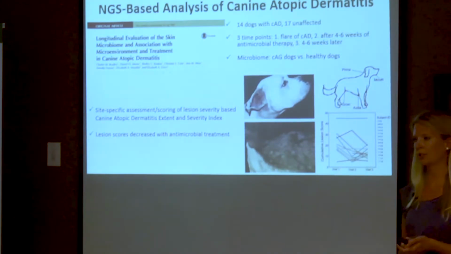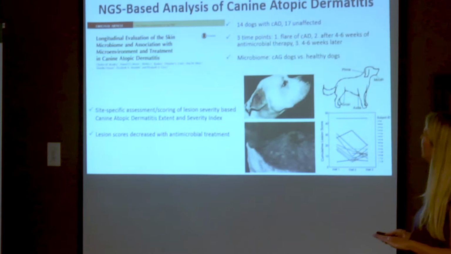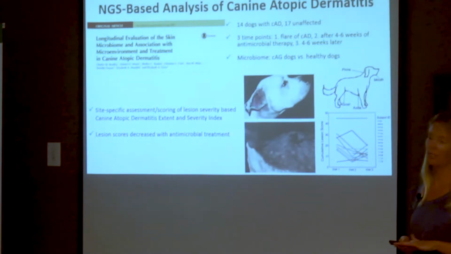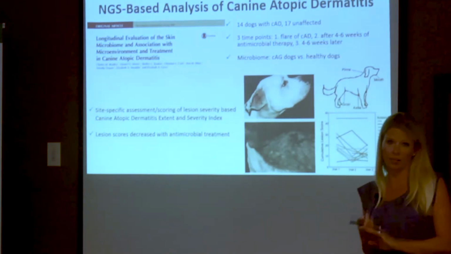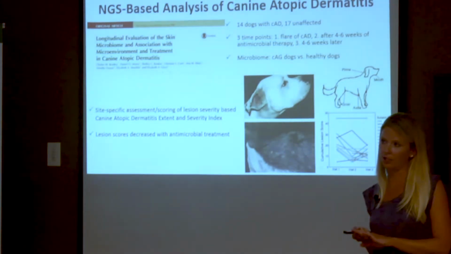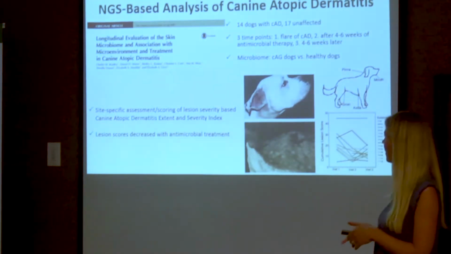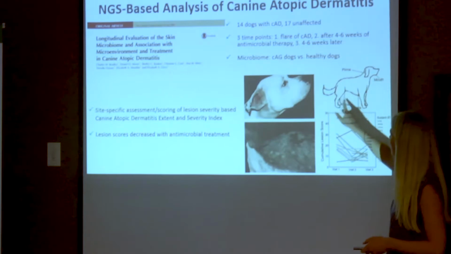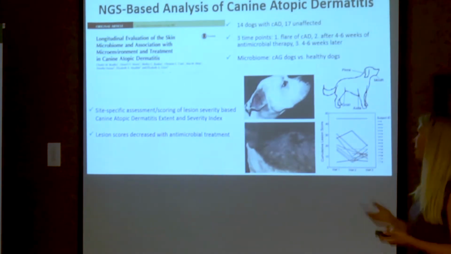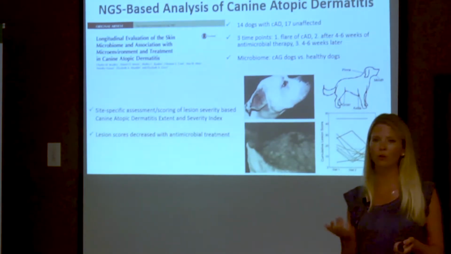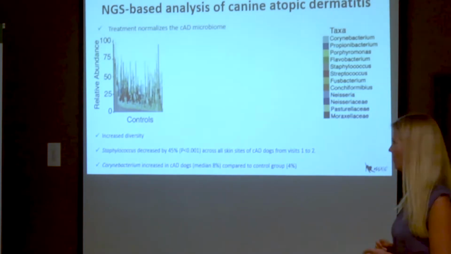The other example is on atopic dermatitis. They were looking at 14 dogs that had atopic dermatitis and 17 healthy dogs, and they were looking at them right when they're at their sickest, right after antibiotic treatment, like the last day of antibiotic treatment, and then 4 to 6 weeks later. They sampled several areas in the dogs, and they were then monitoring how much the dogs were improving. And they were on antibiotic treatment, so overall the dogs improved. But they were also specifically looking at their microbiome.